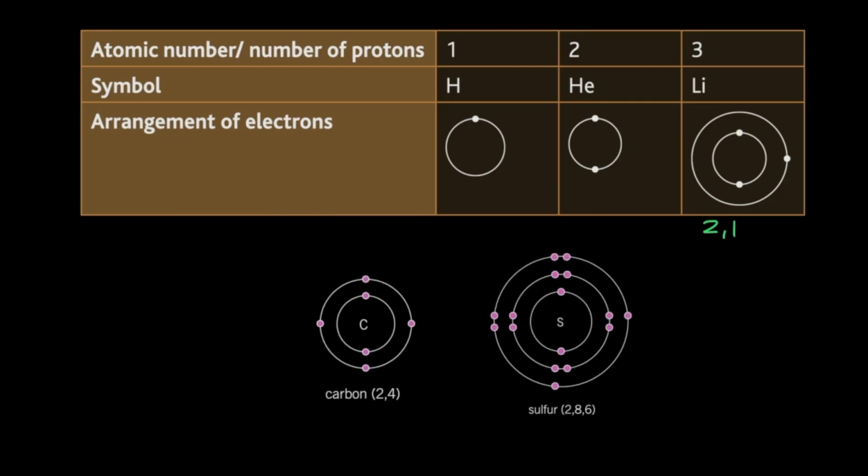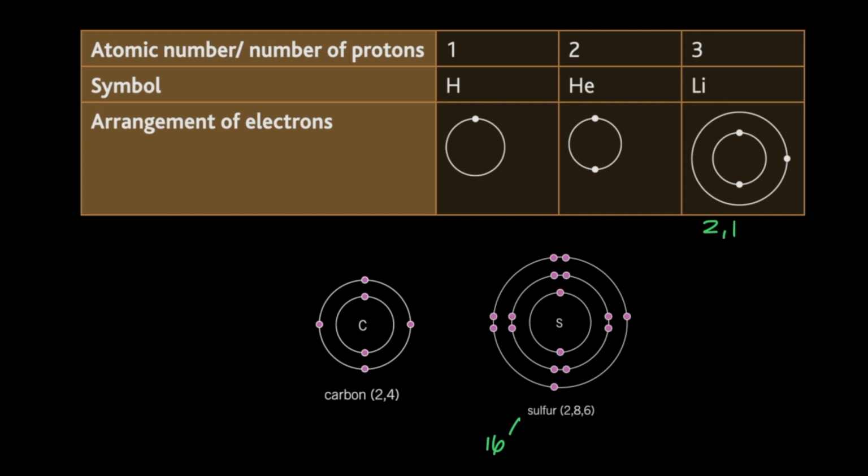Now here are 2 more atoms: carbon and sulfur. Carbon has 6 electrons in the atom. 2 go in the first shell, 4 go in the second shell, written as 2, 4. Sulfur has, in fact, 16 electrons. 2 go in the first shell, then 8 in the second shell, and 6 in the outermost shell, written as 2, 8, 6. And that's the kind of stuff we have.